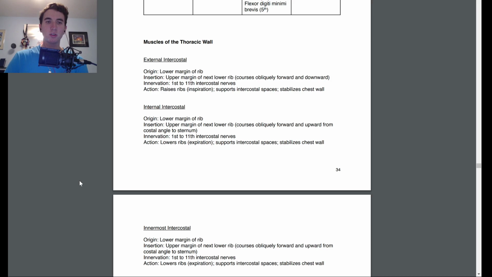And then we have internal intercostal, which originates at the lower margin of rib as well, inserts at the upper margin of the next lower rib, and courses obliquely forward and upward from costal angle to sternum. Innervation is caused by the 1st to 11th intercostal nerves, and the action is that it lowers ribs, expiration, and supports intercostal spaces, and stabilizes the chest walls.